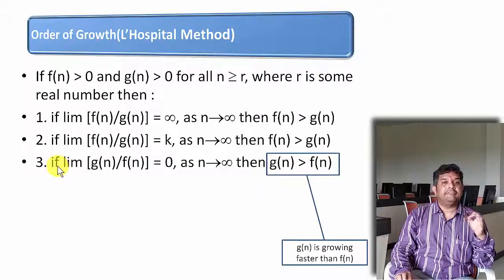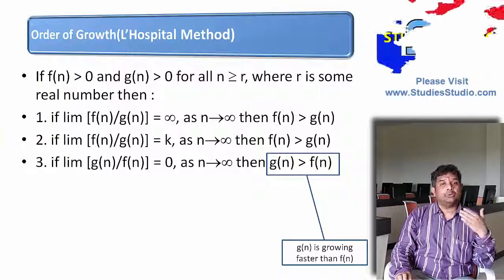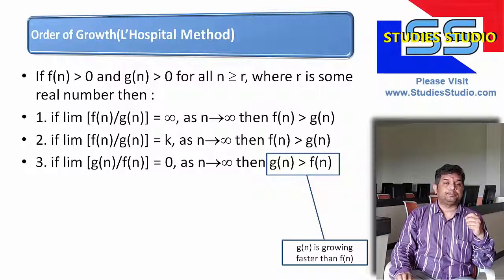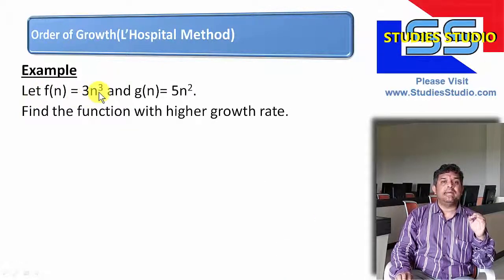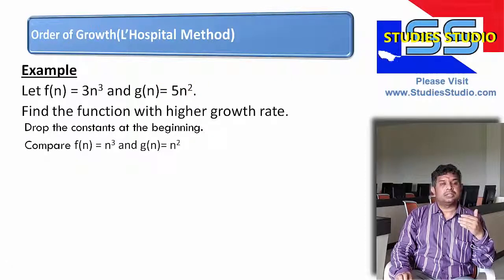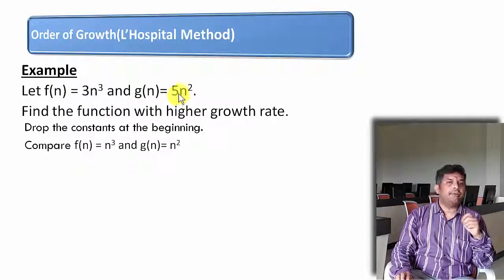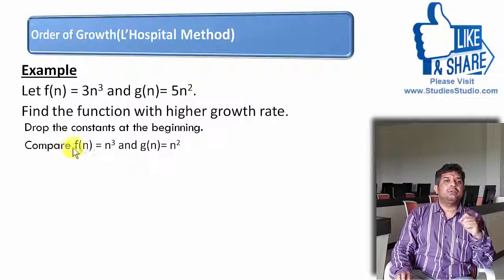And the last one is if limit f(n) by g(n) equal to 0 as n tends to infinity, then we can say g(n) grows faster than f(n). We need to apply this formula in order to find the order of growth using limit method or L'Hospital method. Let us try to understand this with the help of an example. Here f(n) equal to 3n cube and g(n) equal to 5n square. So we need to drop the constant at the beginning itself. From f(n) we will drop 3 and from g(n) we will drop 5. So the reduced function will be f(n) equal to n cube and g(n) equal to n square.